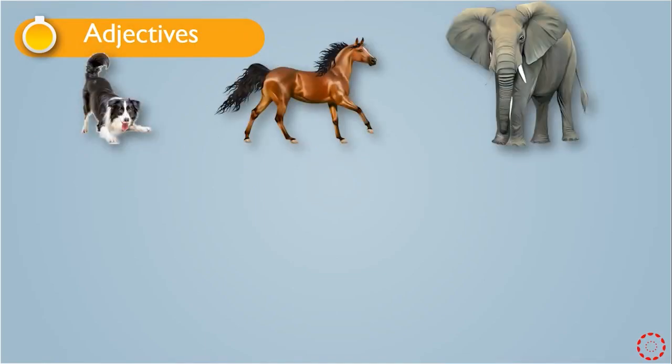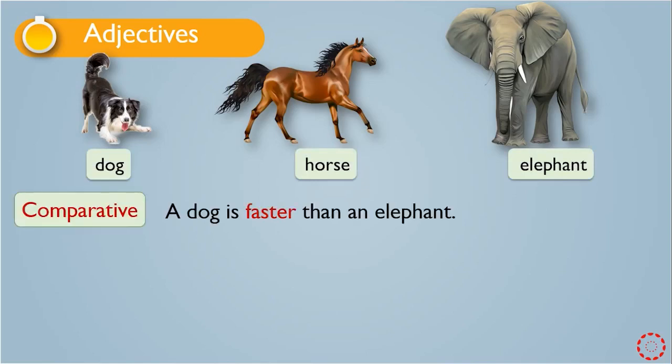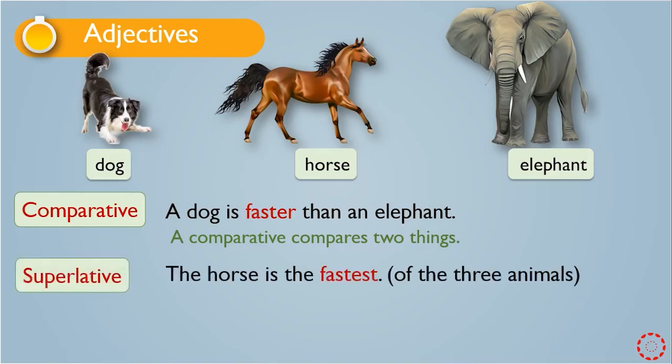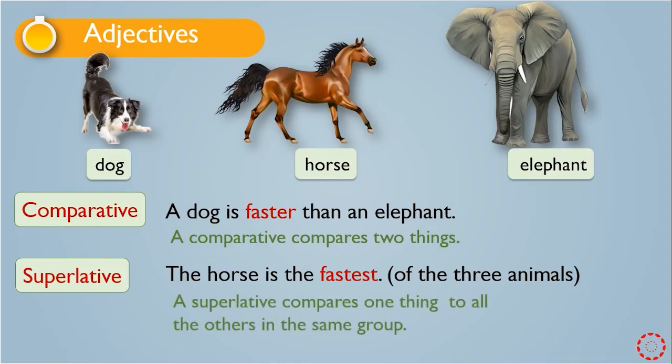Here we have three animals: dog, horse, and elephant. Let's compare these three animals. A dog is faster than an elephant. It means a comparative. Compare two things. Faster here is a comparative. And the horse is the fastest of the three animals. A superlative compares one thing to all the others in the same group.